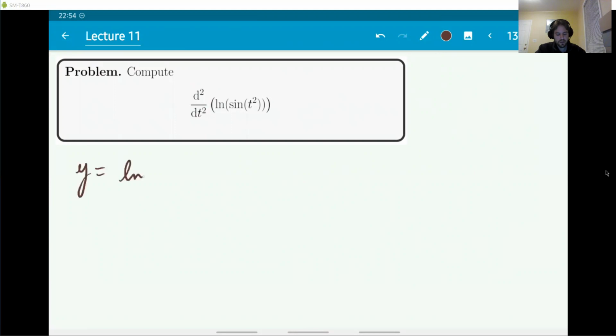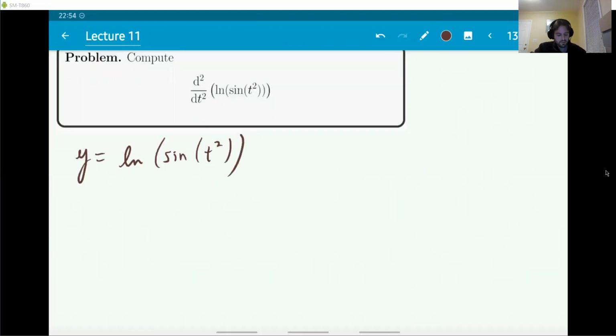y is ln of sine of t square. And we want to find 2 derivatives of that. I'm going to find at least one here. So the innermost function is the t square function. Next, you are applying sine to that. And finally, to obtain your final function, you are applying ln to the previous function. Those are the 3 that we should be considering.